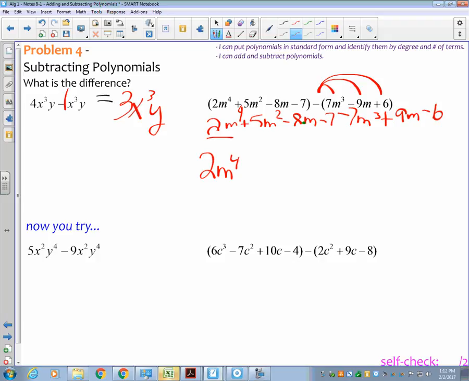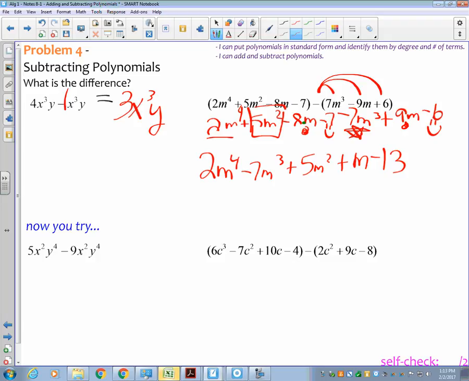Then I go to my m cubes. I got a minus 7m cubed. Then I have my squares. So I only have 5m squared. Now we got m's, so we've got negative 8m plus 9m means we have 1m. And I'll put a smiley face under my numbers. Negative 7 minus 6 more is negative 13.